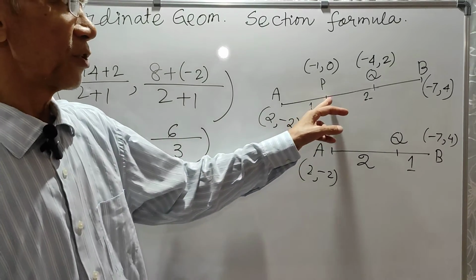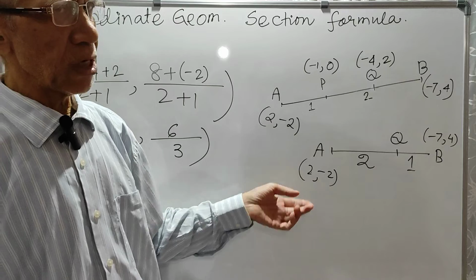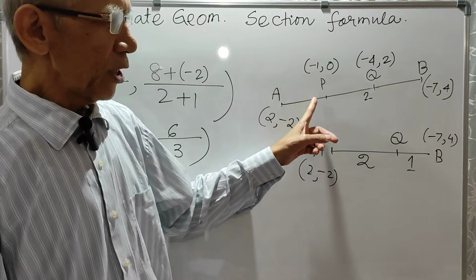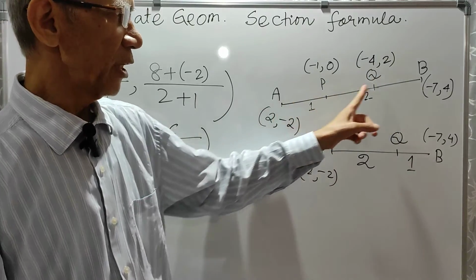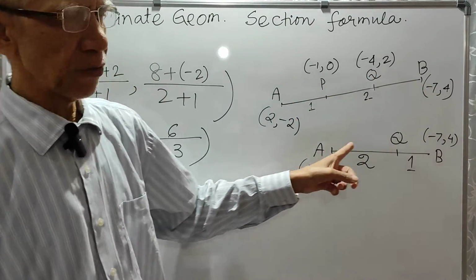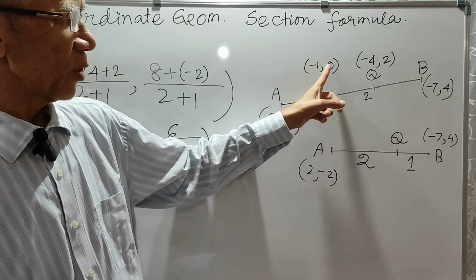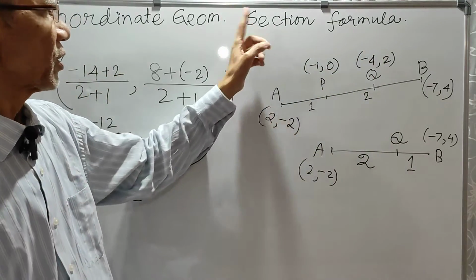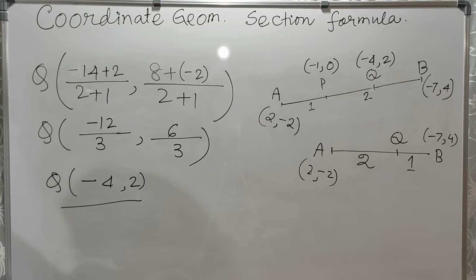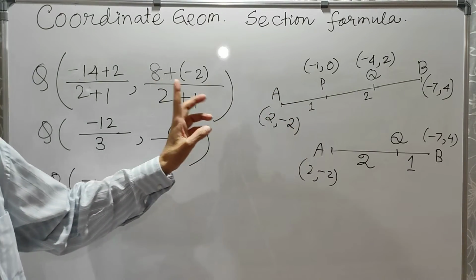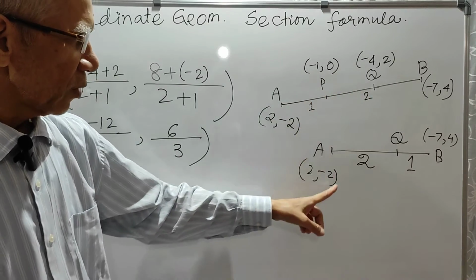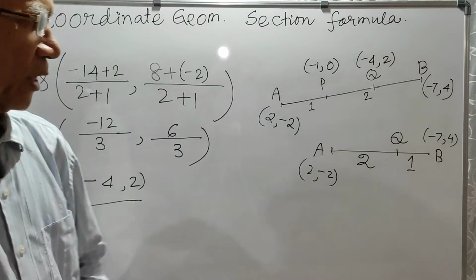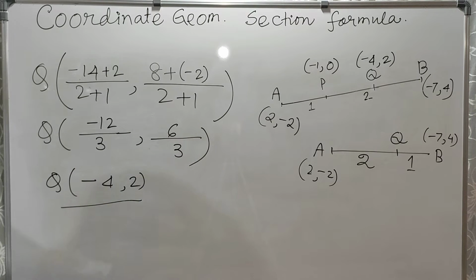So we have found the coordinates of P and Q. The question was to find the coordinates of the points of trisection. So P and Q are the points of trisection of this line AB joining these 2 points, and we have found the coordinates of P and Q as minus 1, 0 and minus 4, 2 using the section formula. In the first case the ratio was 1:2, and now to find Q, the ratio is 2:1. So that is the answer.